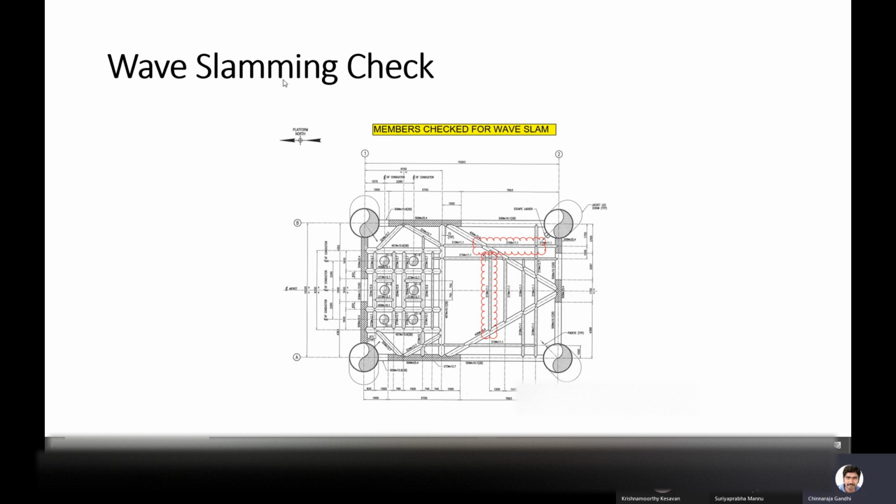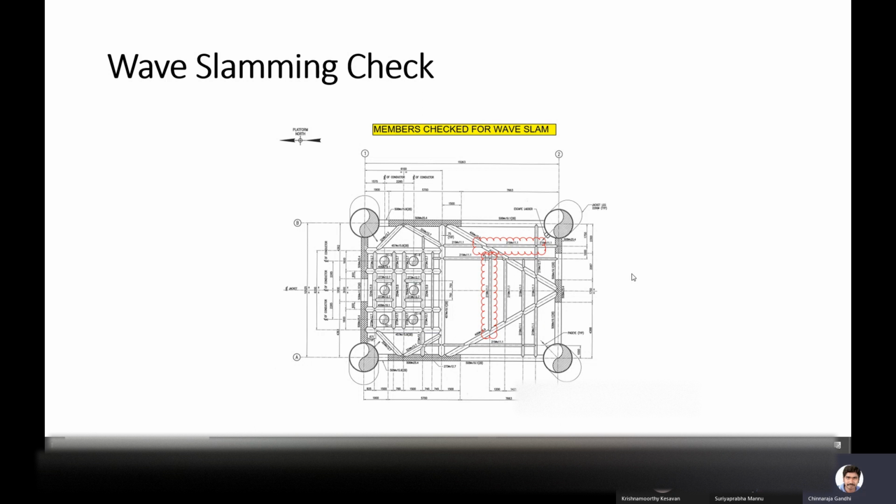Okay, so where we have to check the wave slamming force. See, this is the jacket walkway elevation, the jacket walkway framing level here. Basically, this will be in the splash zone. If you see here, there will be two members highlighted. There will be a lot of members. Now the question is whether I have to check wave slam for all the members.